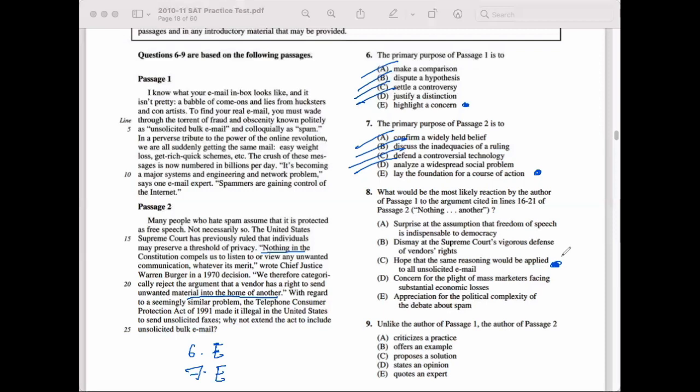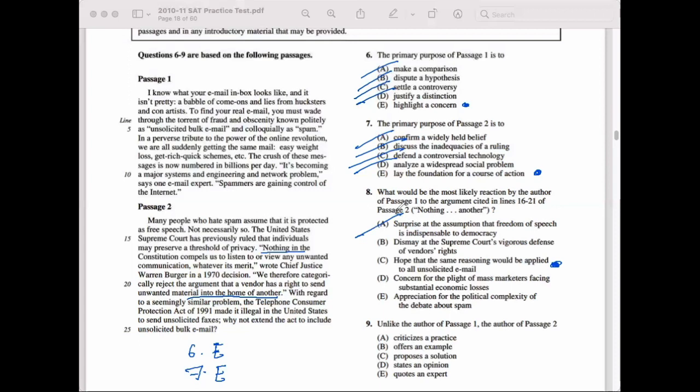Surprise at the assumption that freedom of speech is indispensable. That is, first of all, this is something that goes beyond the scope of the first passage, right? The second passage does talk about the fact that people assume that anything that is unwanted and is sent to us cannot technically be rejected because there is a freedom of speech clause in the Constitution. So anything that anybody wants to say or send across, it's protected. And the second guy says that's not true. Legally, that's not true. But the first person does not have any comment to make on freedom of speech. So A is beyond the scope of the first passage.